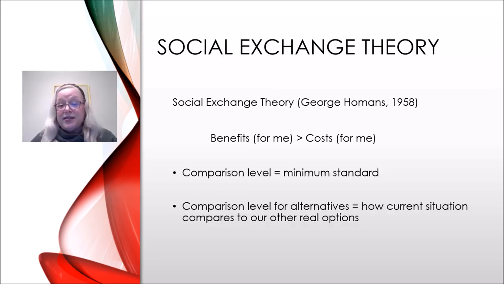So to take a deeper look at social exchange theory, created by George Homans in 1958, the idea is that I want the benefits for me to be larger than the costs for me. A premise of this theory is that we have a comparison level and a comparison level for alternatives. And when we're making that decision whether to pursue a relationship with somebody or to stay in that relationship, we're considering the comparison level and comparison level for alternatives.